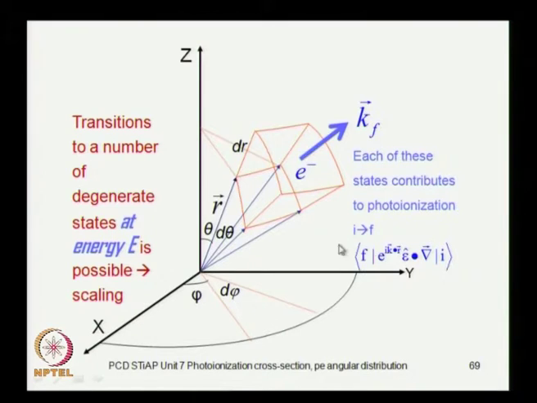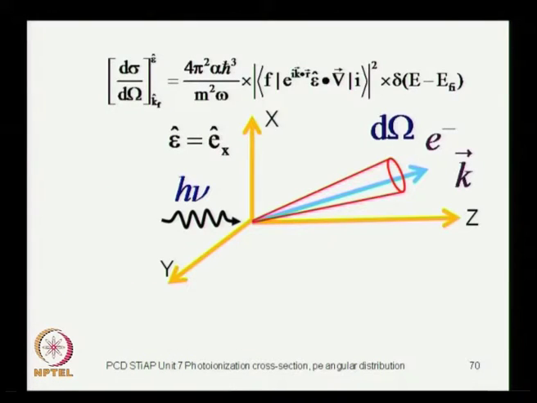All states which contribute to photoionization will all contribute to this matrix element if they are at an energy which is degenerate with this, at this particular angle of ejection. Then what we have to do is to find out this number. So, how do we find out this number?